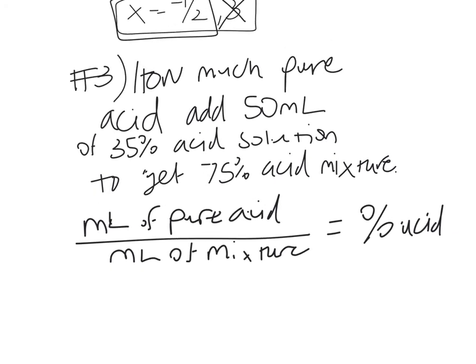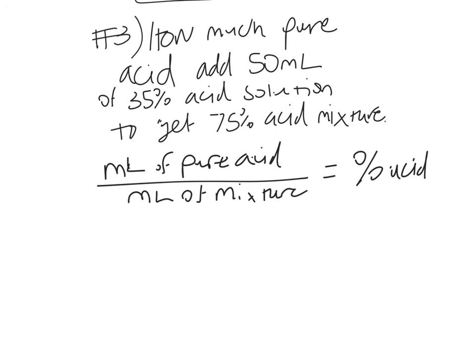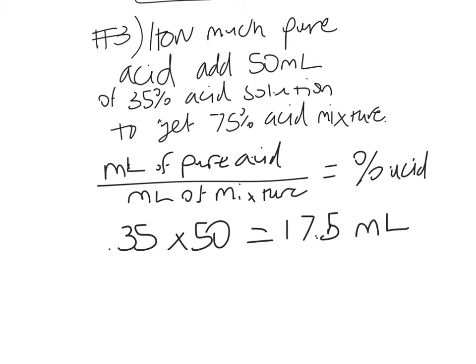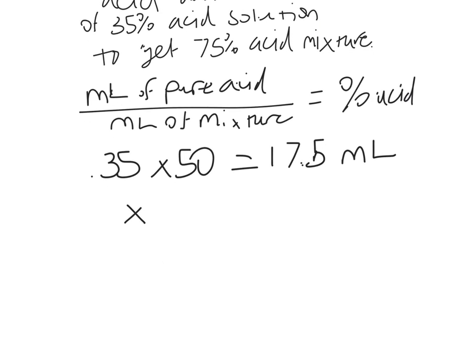Okay. So let's first find out how many milliliters are already in this of pure acid. So I know that there are 35% times 50. And that gives me 17.5 milliliters. There's already 17.5 milliliters. It's kind of like when you do this, like what grade do I need to get on this test in order to keep my A in the class? That's what it is. So we're going to take x amount of pure acid. We're going to add it to the 17.5.